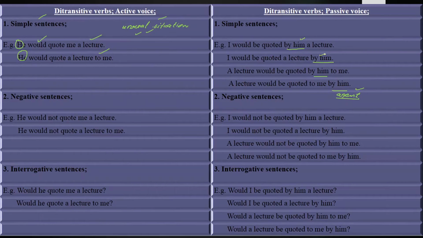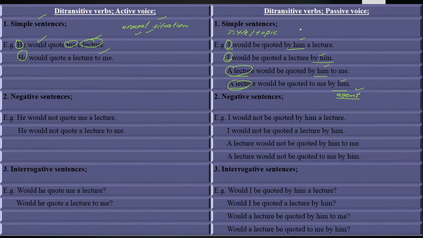By him. So the action is being done by him, so "him" will be called the agent, not the object. And when you bring the indirect object or direct object to the beginning, like "me" changes into "I", and then "a lecture" stays as it is, but over here "I" in the first and second sentence, and "a lecture" in the third and fourth sentence, is called the subject, no doubt, but it is not called the doer of an action. It is called the title and topic subject.